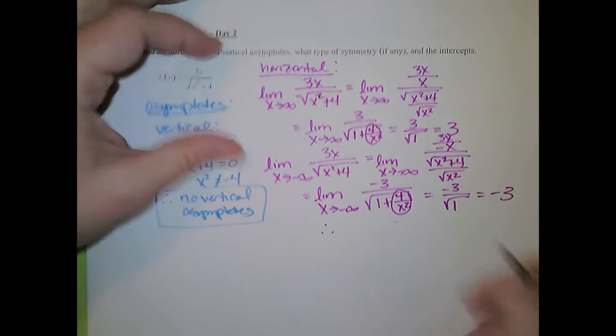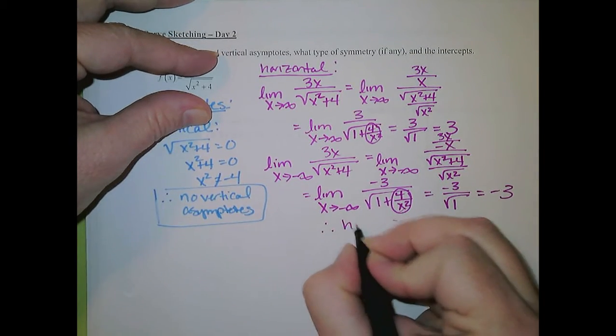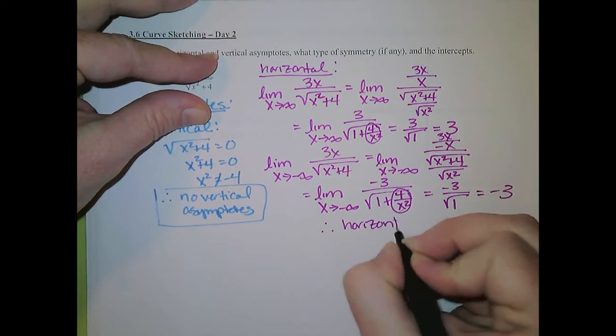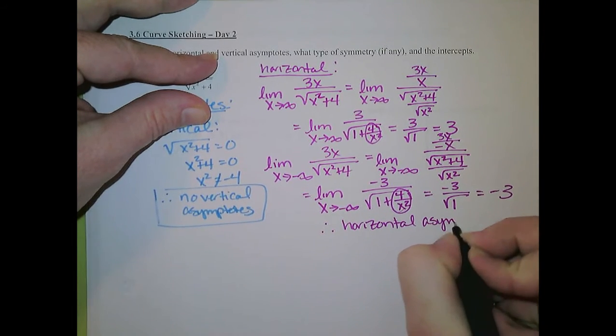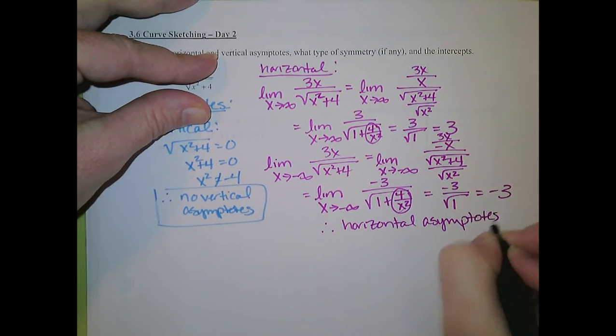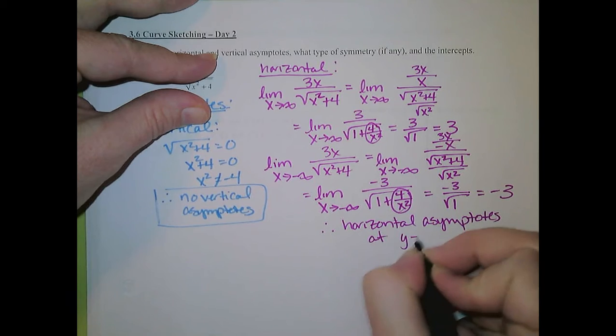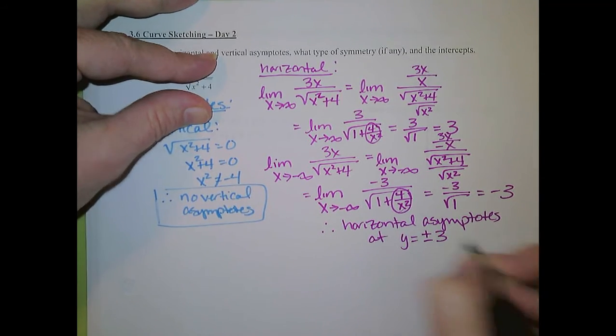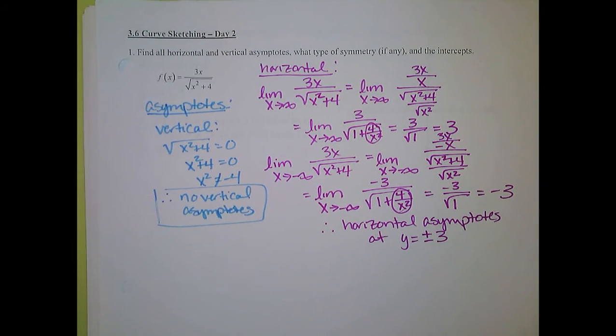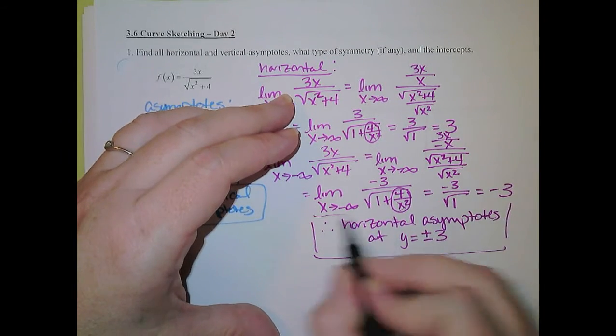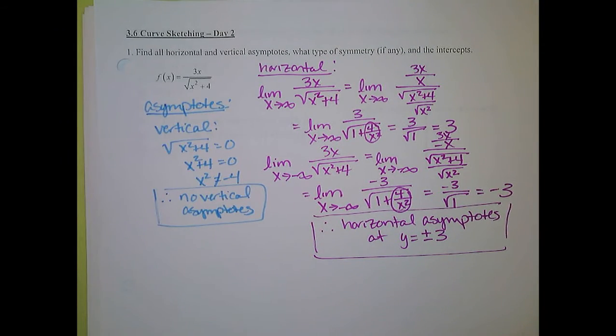So we have horizontal asymptotes at y equals positive 3 and -3. On the right side, we'll be approaching +3. On the left side, we'd be approaching -3. So that takes care of our horizontal and our vertical asymptotes.